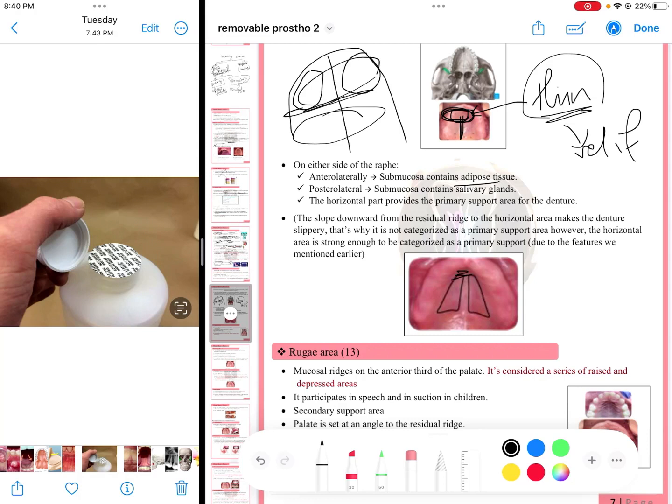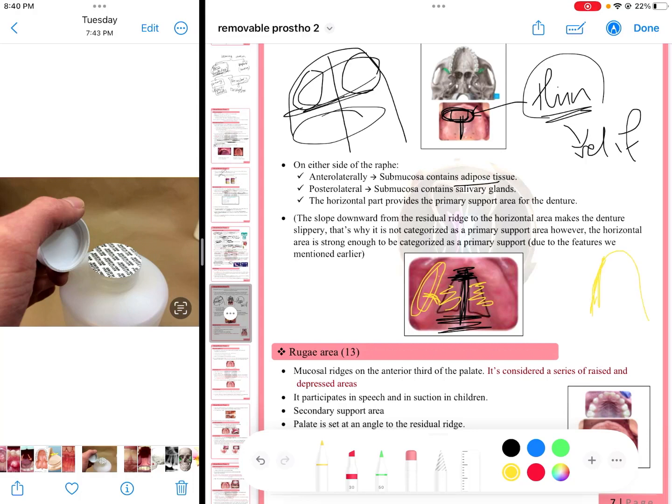If this part is the ruga area, it doesn't provide support, and here we have the soft palate, so no support, and in the middle we have the mid palatine area, so no support. So where is the support? It comes from just the horizontal part here and here. Even here on the ridge we have slopes. So if you get support from here, it will be slippery, imagine a hill.